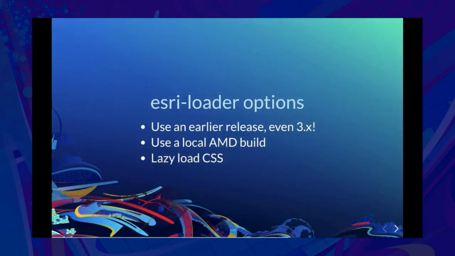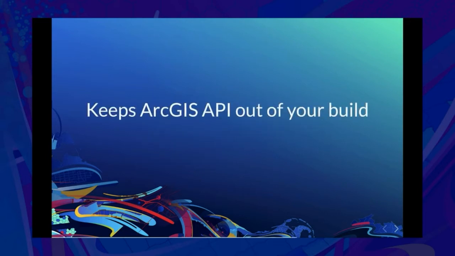Now, you have options. You don't have to use that version. You can use another version. You can even use a 3x version if you need. And also, if your application is running in an environment where you don't have access to the CDN, you can point it to a local AMD build on your network. And you can even configure Esri Loader to lazy load the CSS.